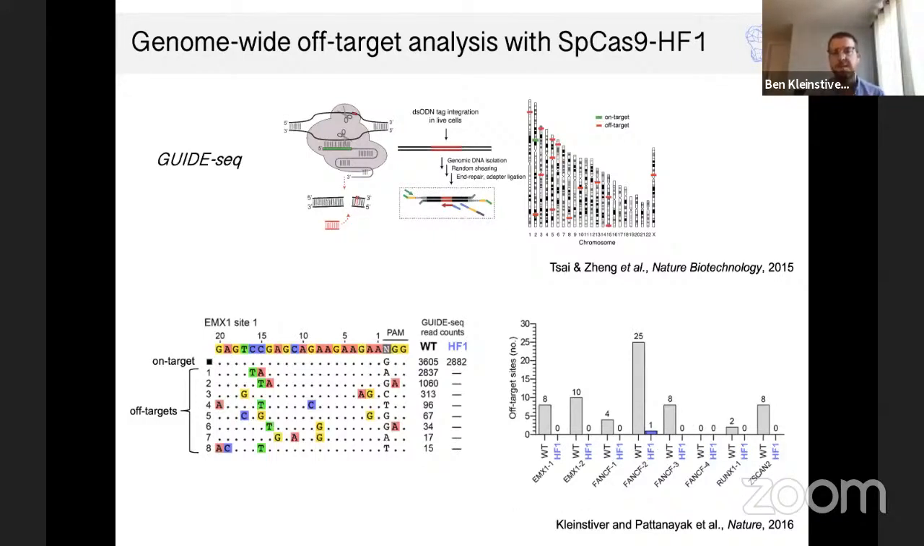So essentially the upshot here is that the high fidelity protein is a much safer version of Cas9 because we no longer observe off-target effects or editing at other sites in the genome.